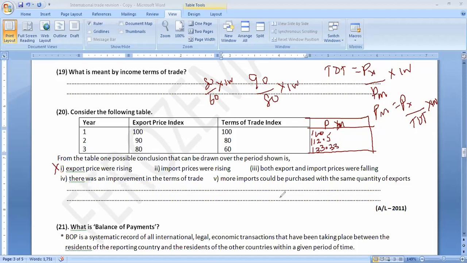133.33. Right. So you have to calculate this, however. Import prices were rising. So that is correct. Import prices were rising. So actually that is the answer. Anyway, let's check the third answer also.